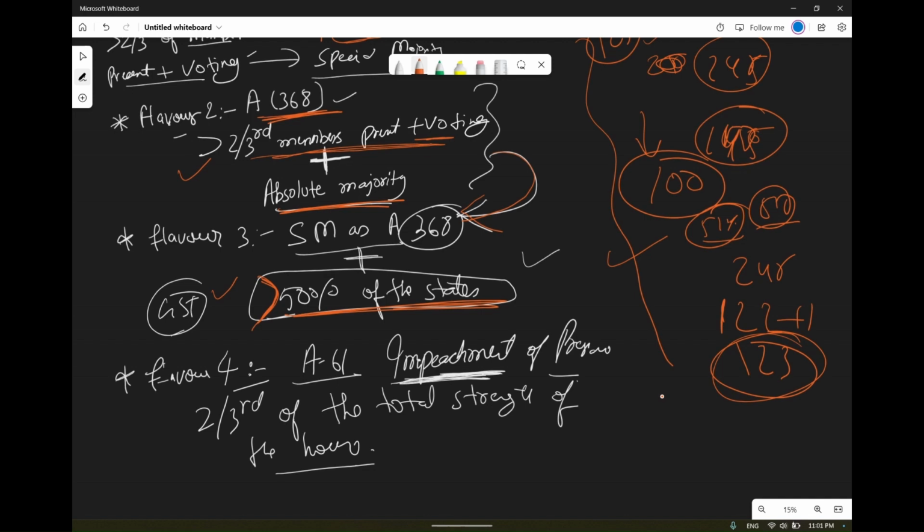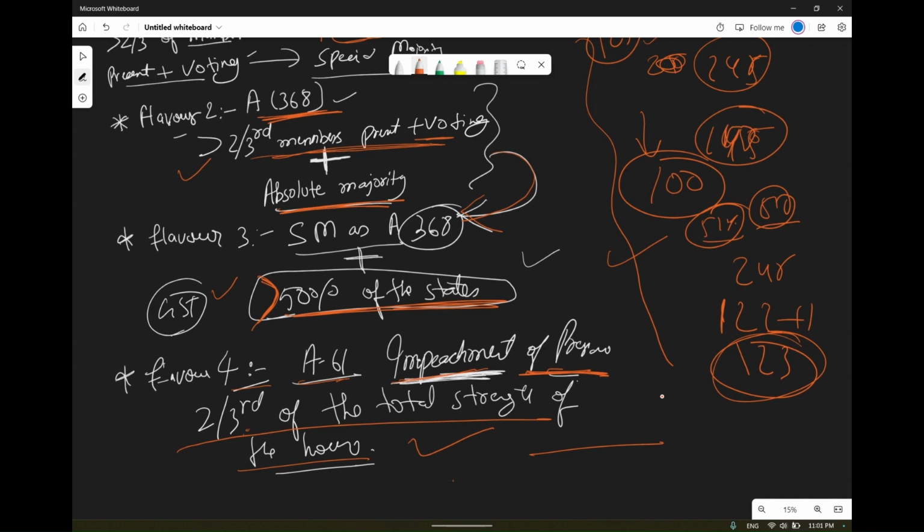And flavor 4 comes from article 61. This is mainly used for the impeachment of the president. It tells that two-thirds of the total strength of the house is required, and this has never been used yet. Removal of a Supreme Court judge has also not been used. So article 61, impeachment of the president, is used through flavor 4, and it is the toughest majority; two-thirds of the total strength of the house is required.